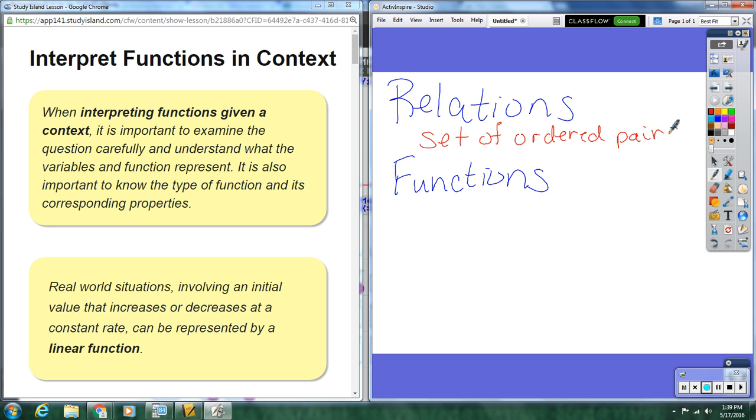And we don't care anything about what those numbers are. They can repeat, they can be the same, they can be not the same, whatever. It's a bunch of ordered pairs. So if Joey tells us what a relation is, what's a function?